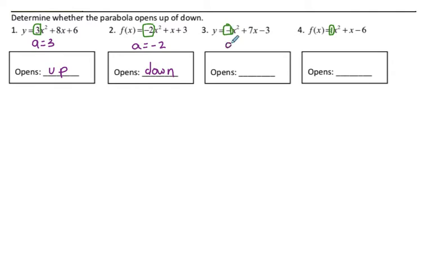Negative 1 for our A value. This is going to open, whoo, I almost got myself there. We're going to open down, negative down. And A equals just a positive 1 will be up there. All right, so A is going to be one of those characteristics that leads us towards what our graph looks like.